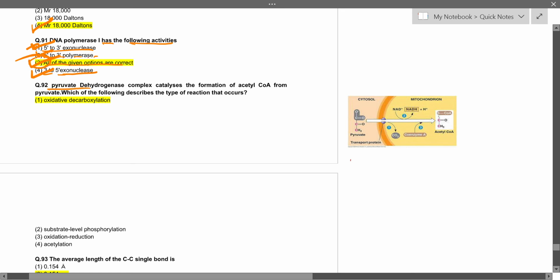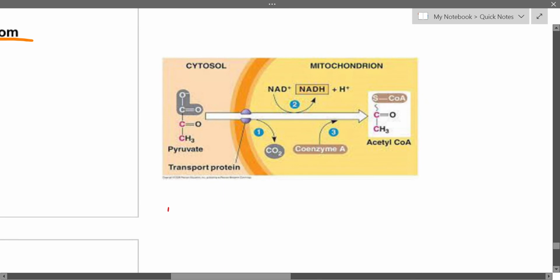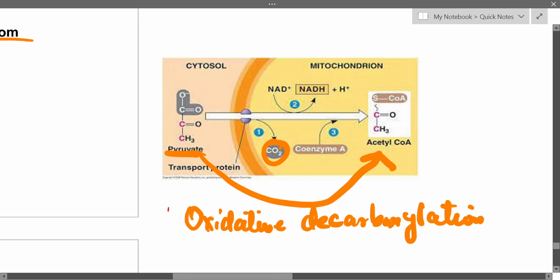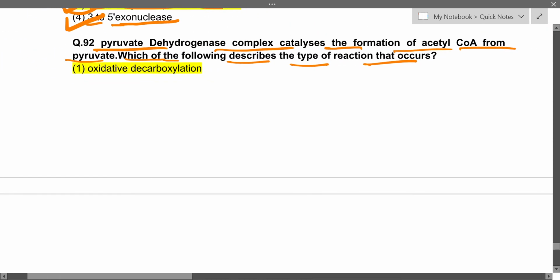Pyruvate dehydrogenase complex catalyzes the formation of acetyl-CoA from pyruvate. Which of the following describes this type of reaction that occurs? Here pyruvate dehydrogenase is converting pyruvate to acetyl-CoA. In that process there is a removal of carbon dioxide, so this is called oxidative decarboxylation. So the correct option is oxidative decarboxylation.